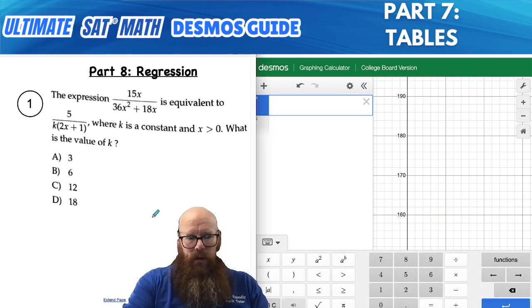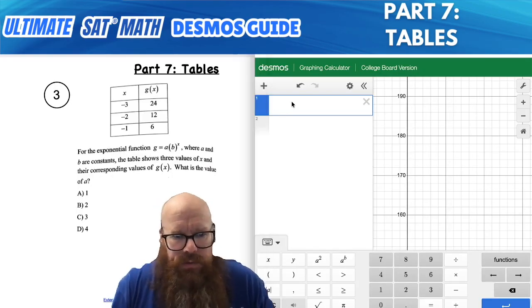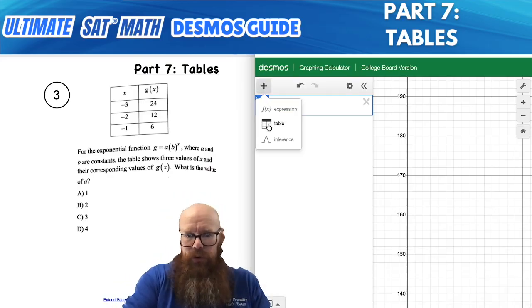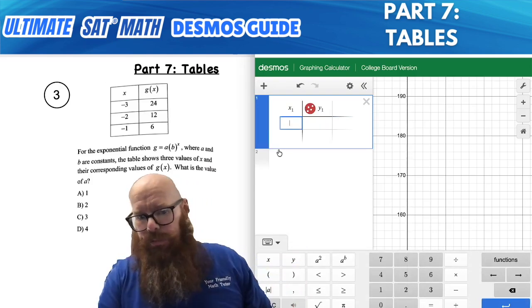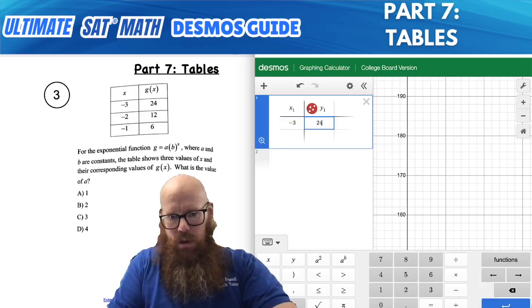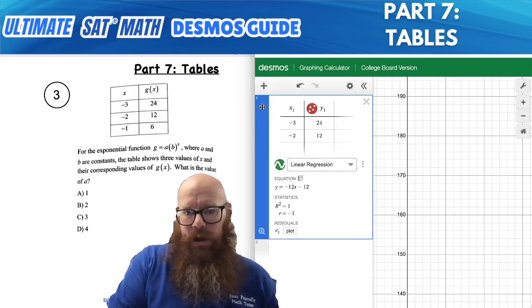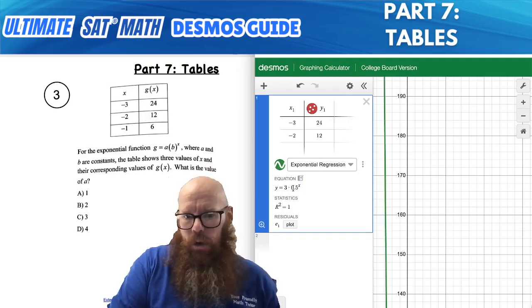So, yep, this is our last tables problem. Okay, it's an exponential function, so this one's actually pretty easy. We only need 2 of the values. I'm just going to do these to save time, and then we're going to add our regression. We're going to change it to exponential, and we get that our equation is y equals 3 times 0.5 to the x.